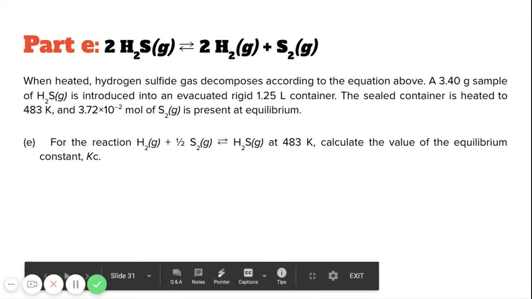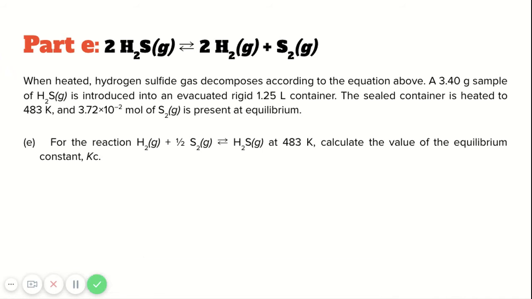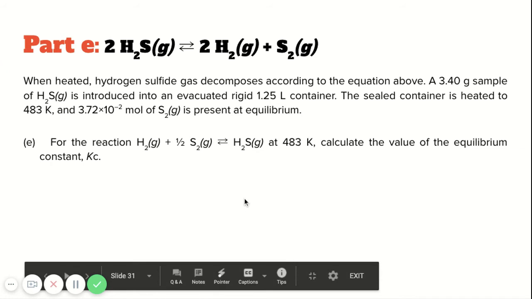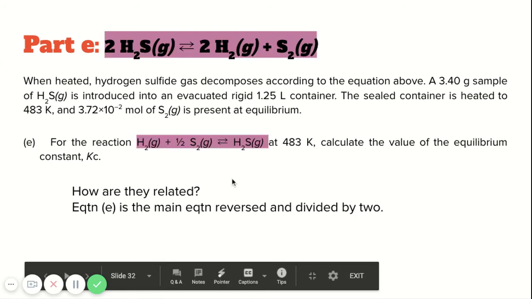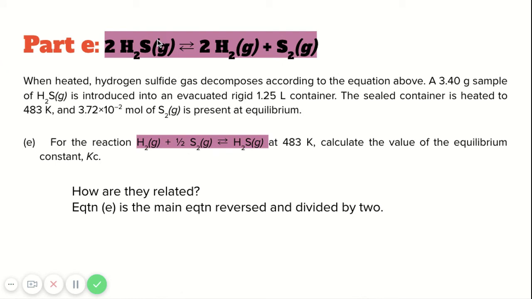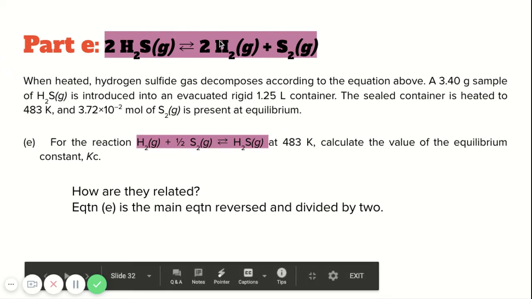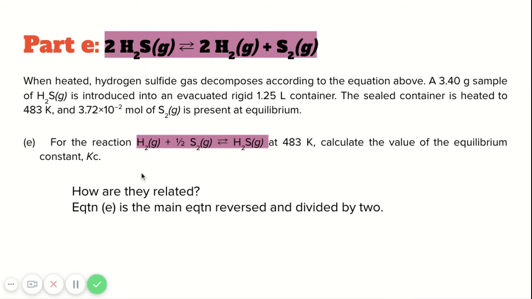Part E. For the reaction, H2 plus 1/2 S2 makes H2S at the same temperature. Calculate the value of the equilibrium constant Kc. So I'm given a new reaction and no new information. What's up with that? Well, hopefully you should notice that these two are related reactions. Equation E is the main one reversed and divided by 2.